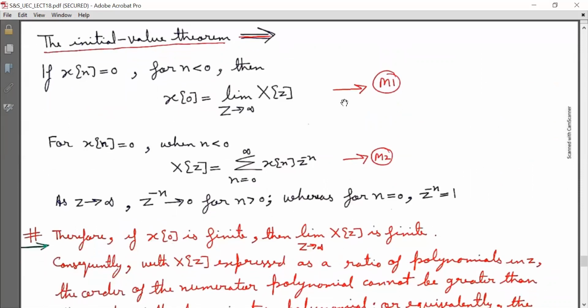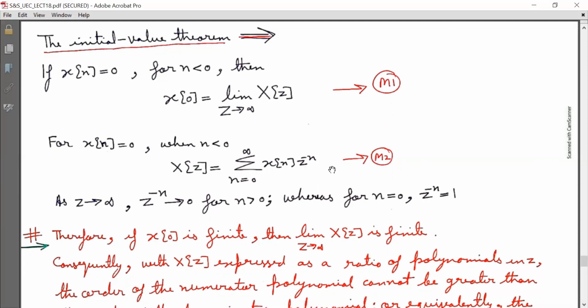Now next is the initial value theorem. If x[n] is equal to 0 for n less than 0, then x[0] is the limit as z tends to infinity of X(z). I repeat, the initial value theorem is very important. For x[n] equal to 0 for n less than 0, X(z) is equal to the summation, n running from 0 to infinity, of x[n] z^-n.